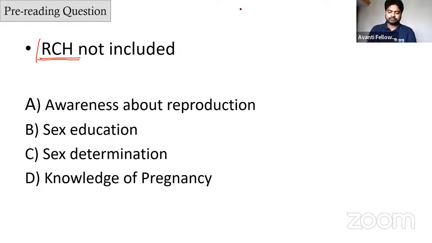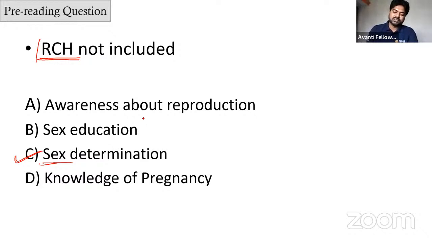Okay, guys, I end the poll and this is your answer. 50% of people chose option C and 50% chose option D, but the correct option is option C, that is sex determination. So RCH does not include sex determination. Actually, sex determination is a crime in India, so any other government scheme also does not tell about sex determination. The other points are correct: in RCH, awareness about reproduction, sex education, and knowledge of pregnancy are included.